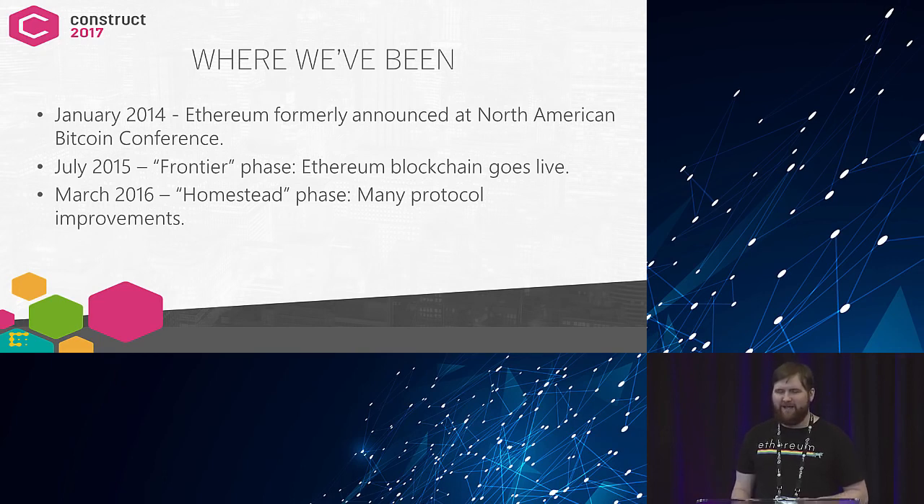So when you're thinking about these developments, consider that the Ethereum blockchain itself is less than 2 years old. In March 2016, we had Homestead. It had a lot of protocol improvements, a lot of things that helped speed up transactions and make things more reliable, coming out of an alpha-beta phase.